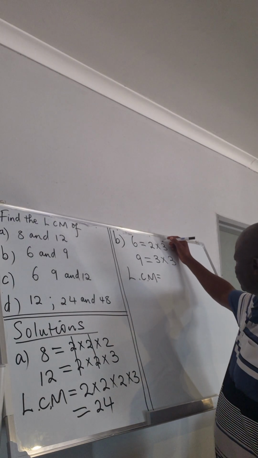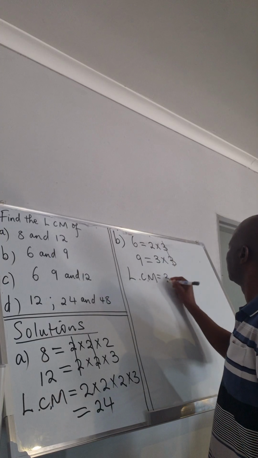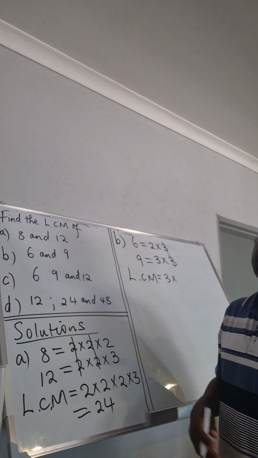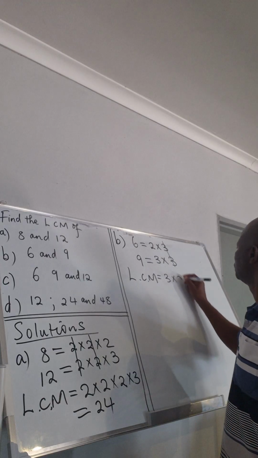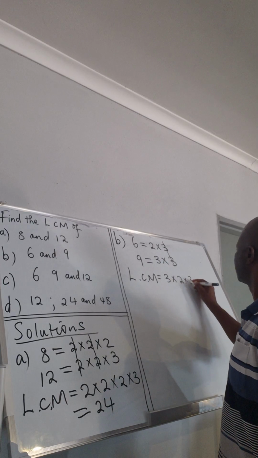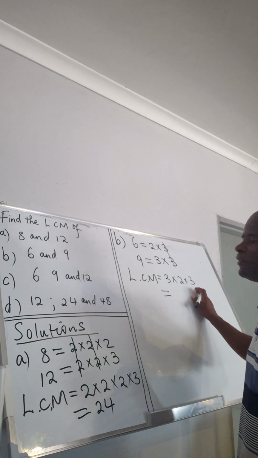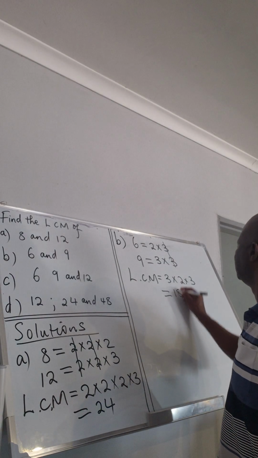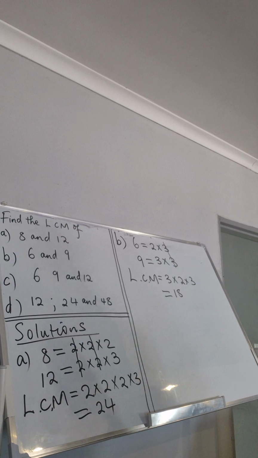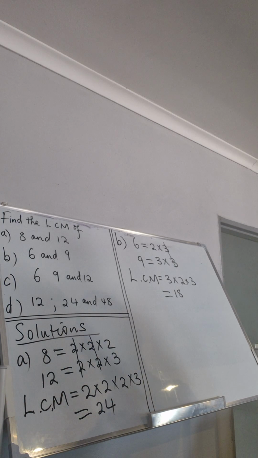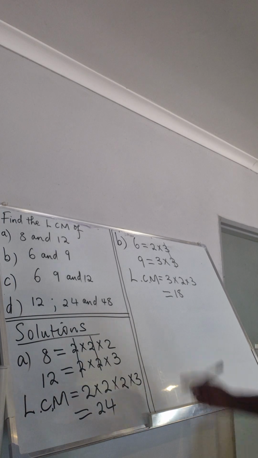And obviously, there's a 3 here which is common. Then you take the others that are not common. You take 2, you take 3. So what is your answer? 3 times 2 times 3, which is 18. That is the lowest common multiple of 6 and 9.